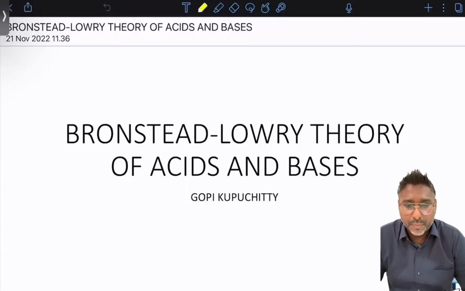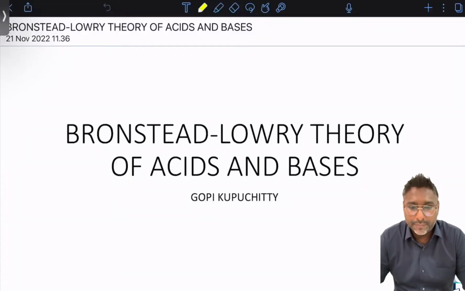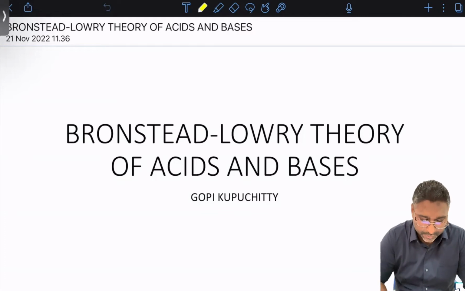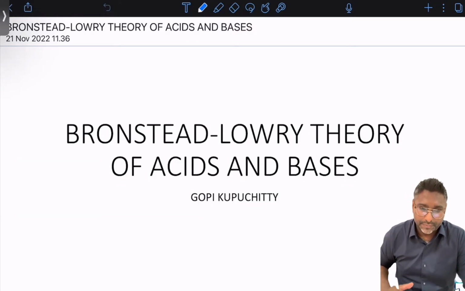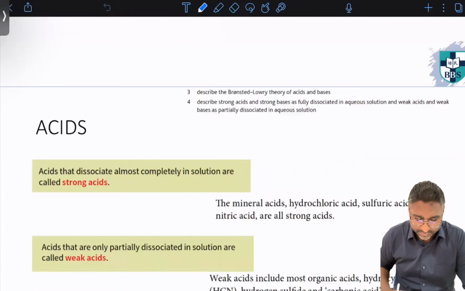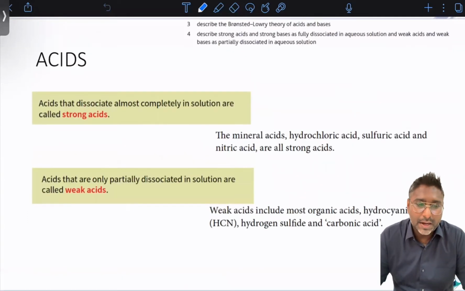Good morning, everyone. For today's lesson, we will look into what we call Bronsted-Lowry's theory of acids and bases. If you look at acids and bases, we should know that acids can be divided into strong acids as well as weak acids.